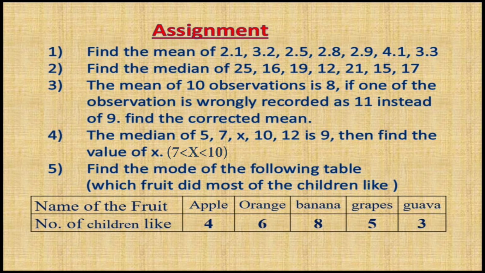The fourth question is for you: the median of 5, 7, x, 10, 12 is 9, then find the value of x. Find the mode of the following table. You can see the table and tell me what is the mode of this particular table, right.